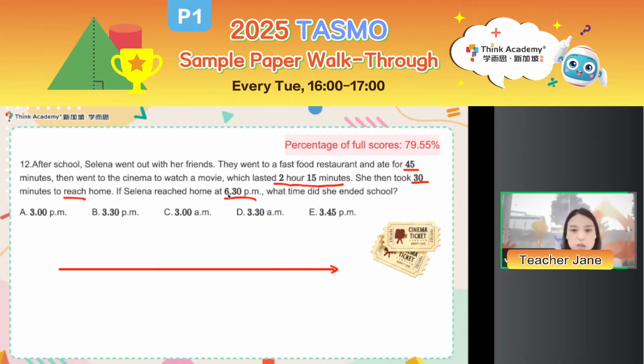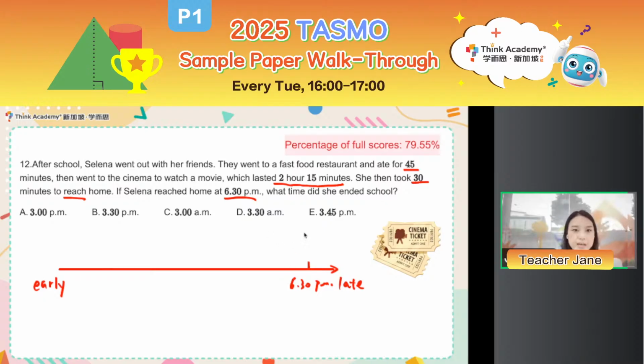Okay, so everyone, firstly, because we know what time did she start? Since we don't know, right? So this time we need to go back. Okay, so on the left side, this is earlier time. On the right side, this is later time, okay? So you can see we already know she reached home at 6:30 p.m.